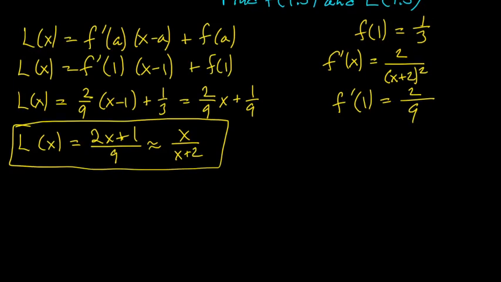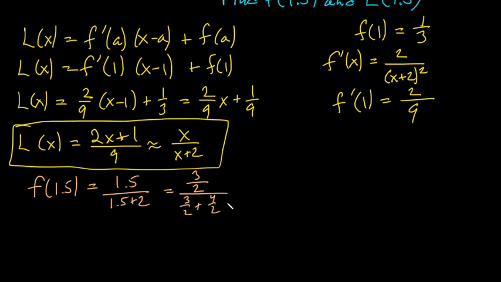Right, so now just plug in the numbers. For my f of 1.5, well, this will be 1.5 over 1.5 plus 2. I can do this by hand here. So this is 3 over 2 plus 4 over 2. So 3 over 2 divided by 7 over 2 is going to be 3 over 7. Okay. So again, that's the exact value.